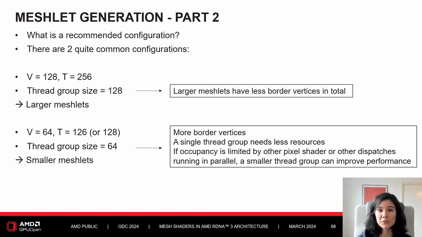For the second configuration, you can do another test actually. You can also try out a thread group size of 128. This would ensure that you have one thread processing one primitive. In certain scenarios, this might also help performance. Of course, you cannot do the same test with the other configuration because the maximum thread group size is 128, so you cannot double it.